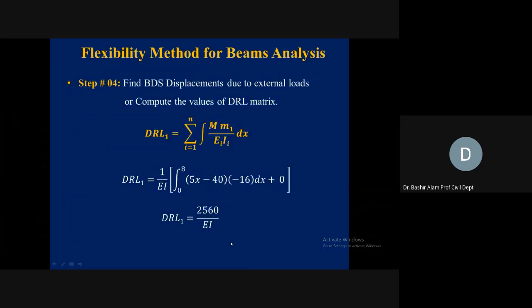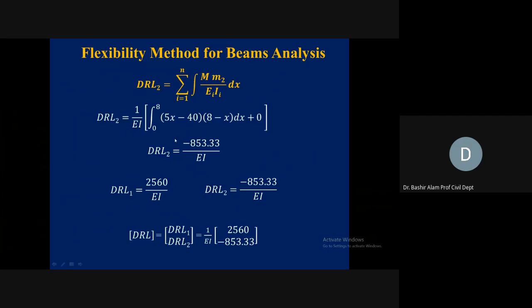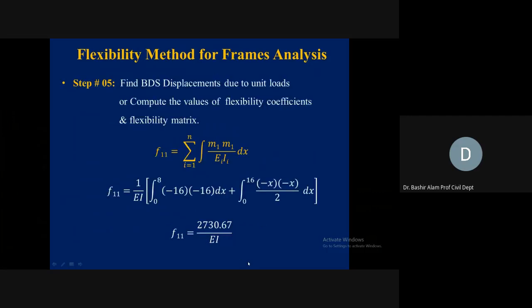DRL1 and DRL2 we calculate. Now DRL1 is again the integral of M M1 over EI dx. This is the contribution from member AB, and this is the contribution from member BC. DRL1 is 2560 over EI. DRL2, contribution from member AB, this is the contribution from BC. So DRL2 is calculated. For DRL1 and DRL2, here we write 1 over EI, and this is the value.